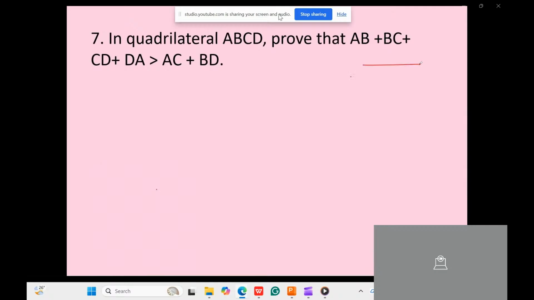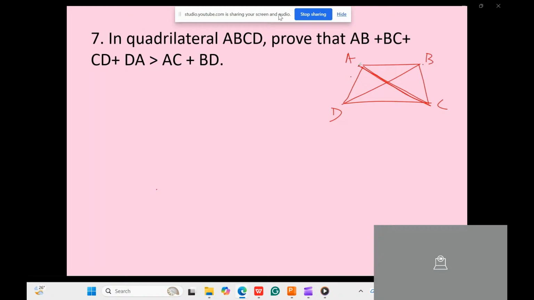Okay. All right. So in this question, we have got a quadrilateral. So a quadrilateral, let's draw it. And in this is A, B, C, D. We have to prove that the sum of all the four sides is greater than the sum of its diagonals. Okay. So here we have to focus on the diagonals, right?